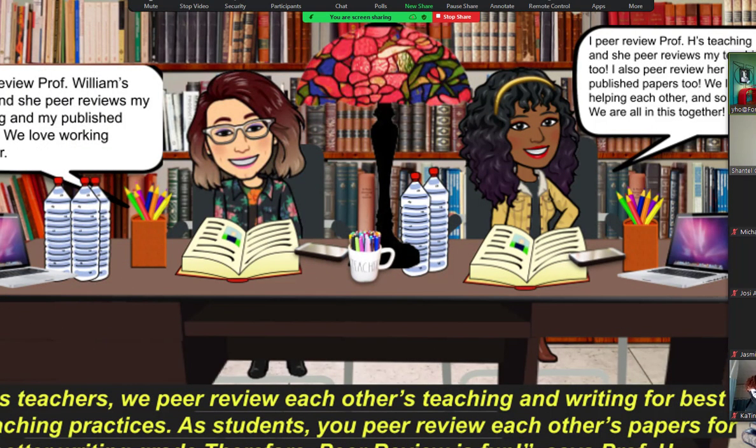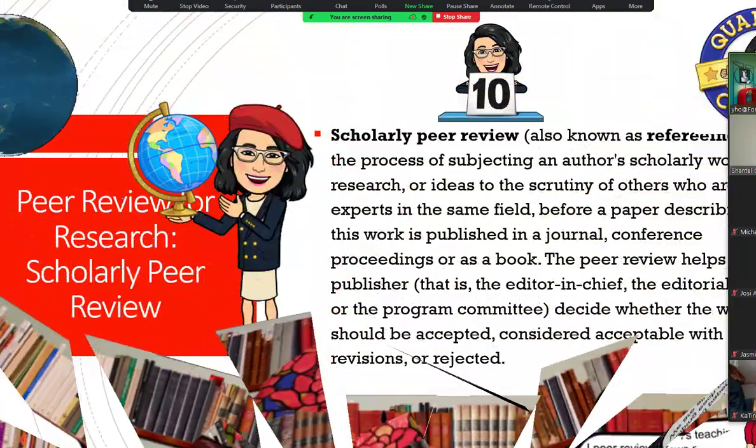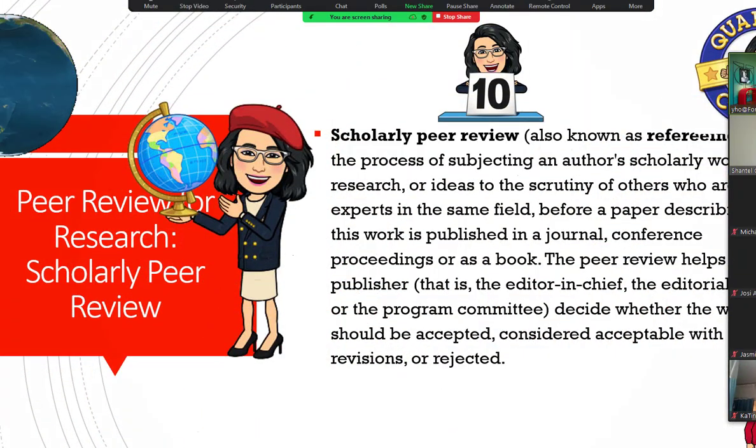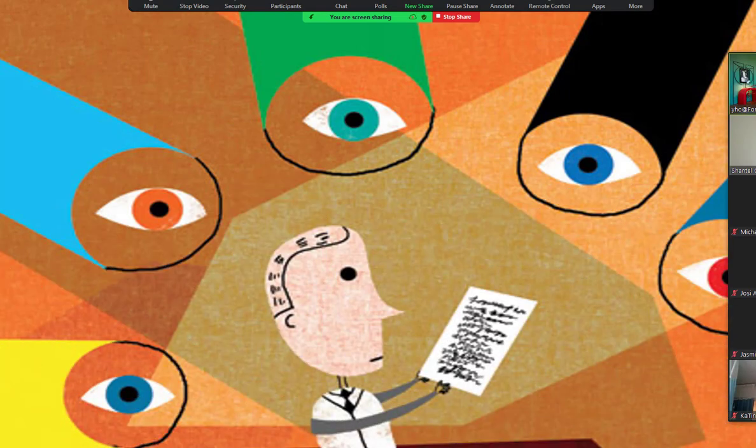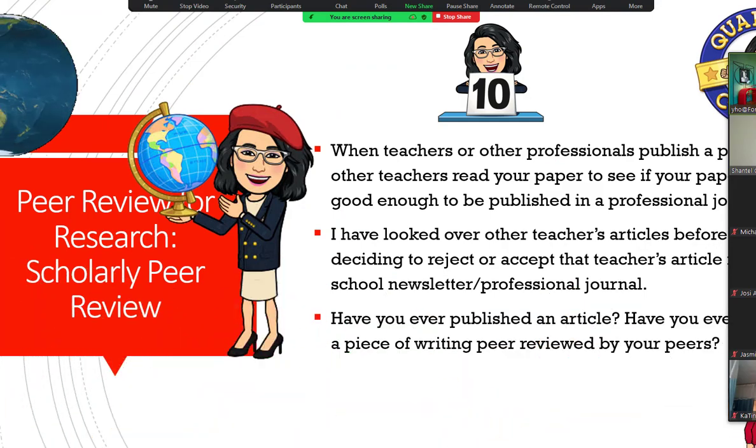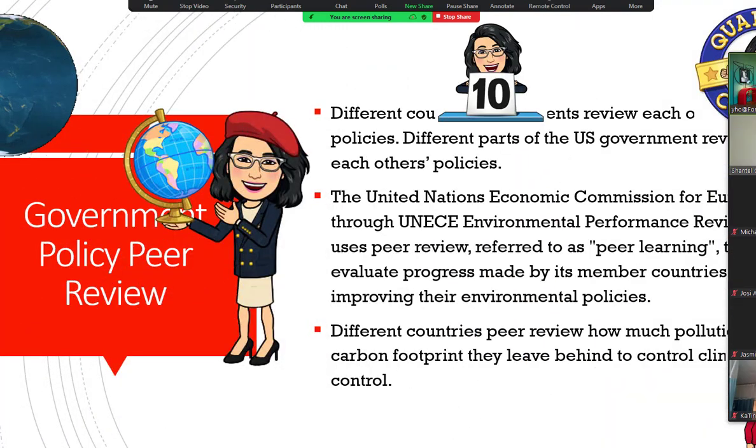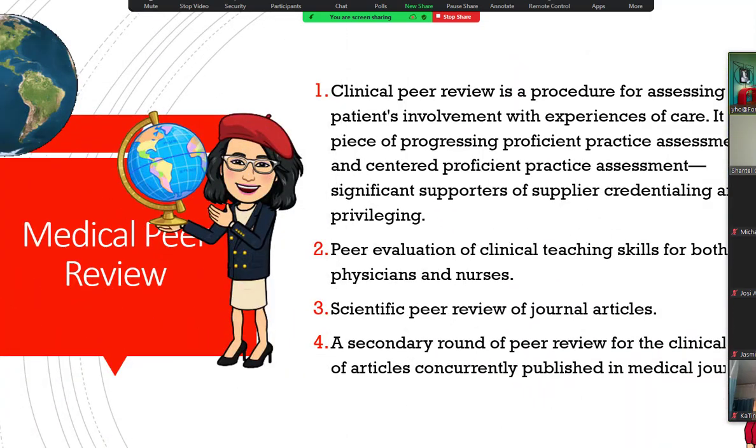And so here is an example of two. I made cartoons of myself and a friend of mine, and we're peer reviewing each other's professional papers. That's called scholarly peer review. It means that everybody looks at your paper before you see it published, in order to check for mistakes. And in government policy, even in government, they peer review each other, such as climate change, where China peer reviews what America does for climate change, and so on and so forth. So everybody compares each other to each other.